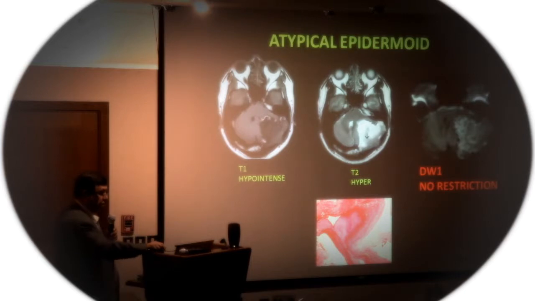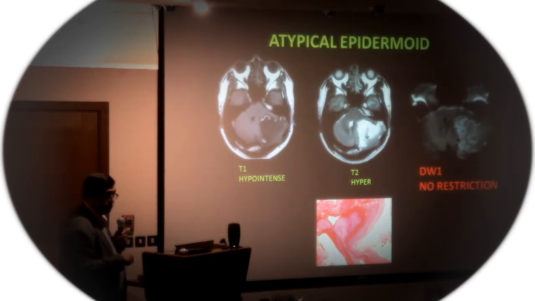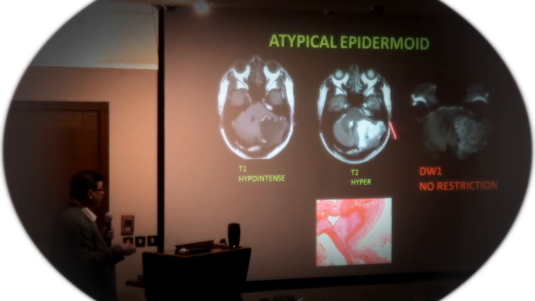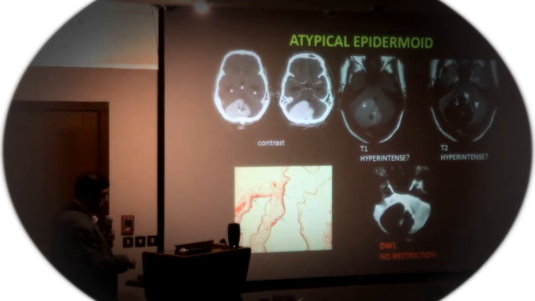Sometimes they come as atypical. The definitions that we gave are not a must. This is an epidermoid. This is T1 okay, T2 okay, but then it does not restrict on diffusion. So epidermoid not restricting on diffusion. It can happen. This is called atypical. This is the histology. Are they usually encapsulated or are they just diffused? We'll see it in the film. Atypical again, and there is no diffusion, although it is epidermoid.